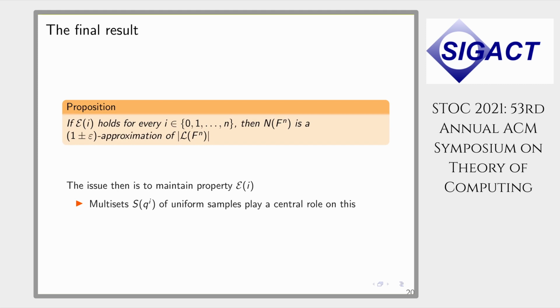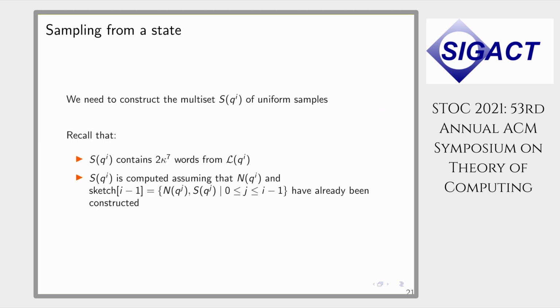Okay, let me tell you about the sampling and then I will move to the conclusions. So the idea here is the following. How do you do this sampling? We need to construct this multi-set S_Q^I of multiple samples, and recall that this is a multi-set that contains 2 to the kappa to the 7 words and is computed from the sketch of I minus 1 and this set n of Q^I.